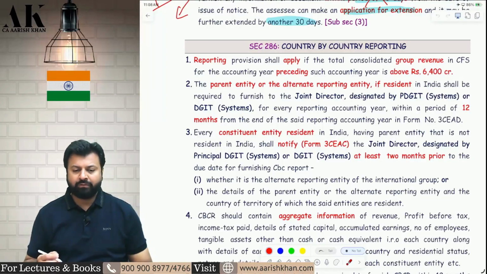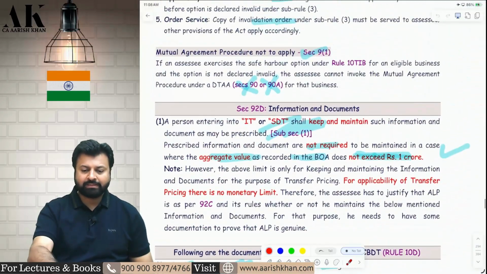Local file is nothing but what we have done so far. What is local file, sir? Local file is nothing but what we have done over here.